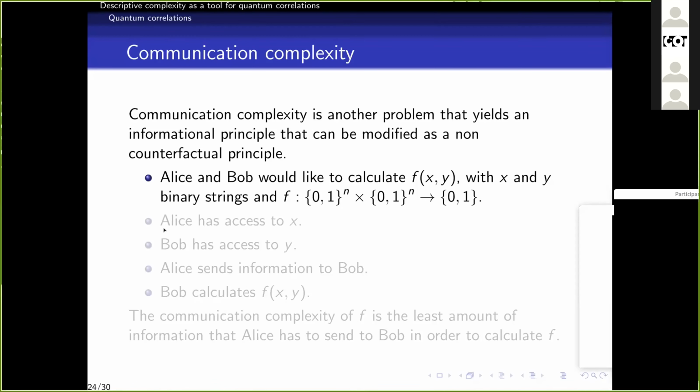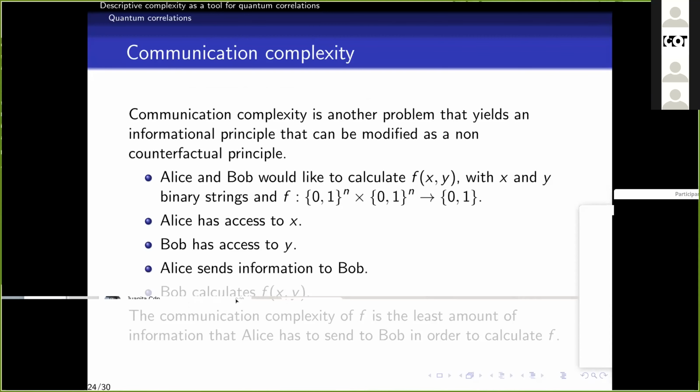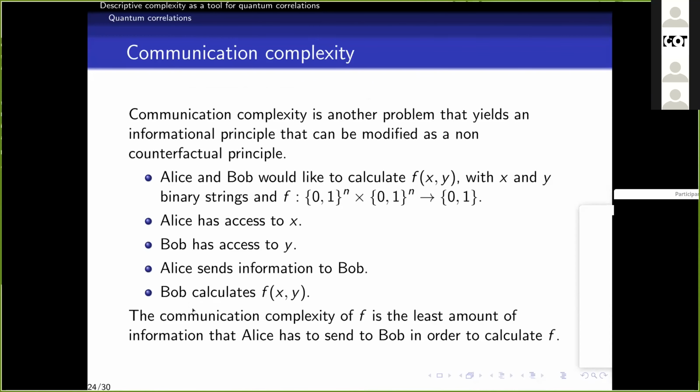So what's the problem? Alice and Bob would like to calculate the function f, which takes two strings as an input, x and y. So the function goes from strings of length n on the alphabet 0, 1 for Alice and for Bob, and it answers a single bit, 0 or 1. Alice will have access to x and Bob will have access to y. Then Alice sends information to Bob in order for Bob to calculate f of xy. We say that the communication complexity of the function f is the least amount of information that Alice has to send to Bob in order for Bob to calculate f. So Alice takes her string, she does some calculations and sends information to Bob, and Bob has to calculate the function f.